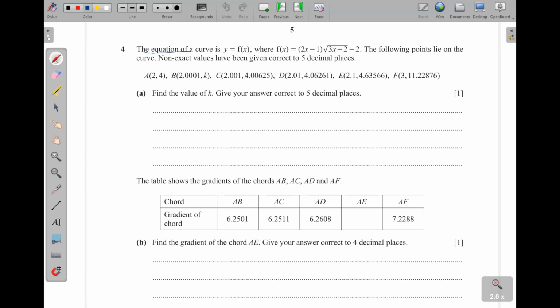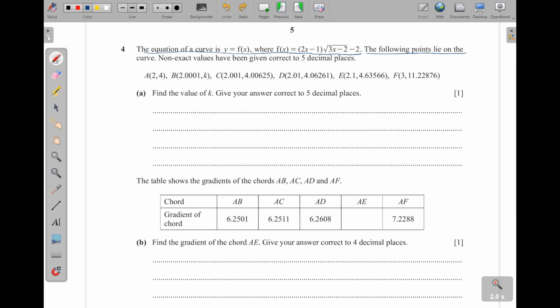Question 4. The equation of a curve is y equals f of x, where f of x is equal to (2x minus 1) times the square root of (3x minus 2), then minus 2 here. The following points lie on the curve. Non-exact values have been given, correct to 5 decimal places. These are the points here. And you can see that the x coordinate is increasing.